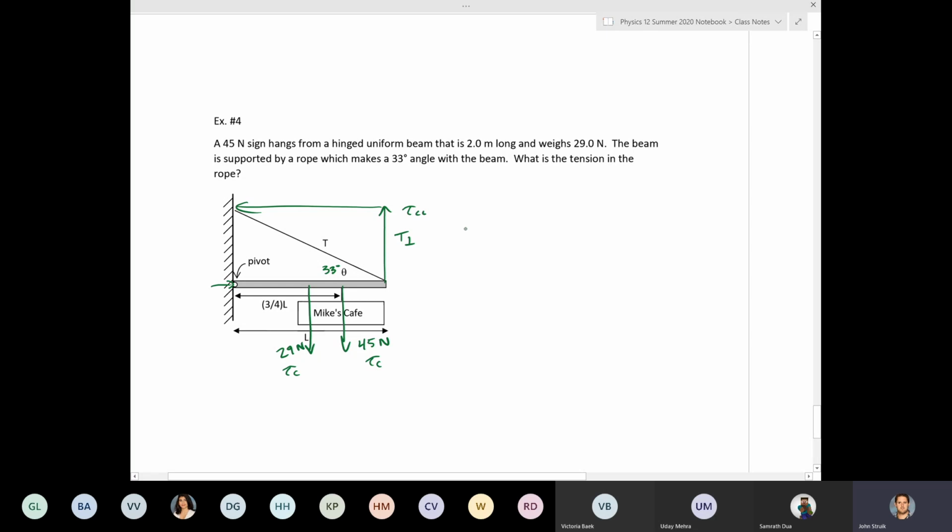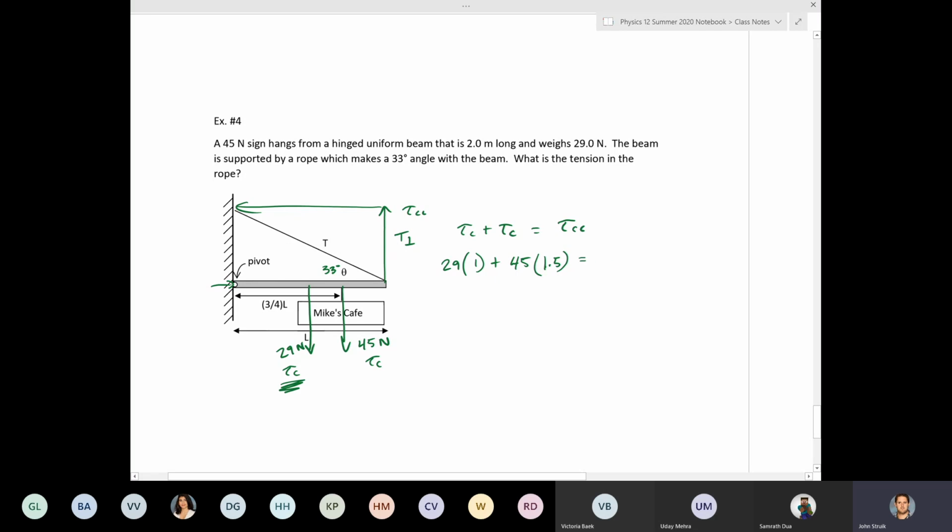So then I'll have torque clockwise plus torque clockwise equals torque counterclockwise. And then we can just start putting things in. So the first one right here, the weight of the beam, is going to be 29 newtons times its distance, which is halfway because it's a uniform beam. So the beam is 2 meters, so this is going to be 1 meter, plus the weight of the sign, 45, and it's 3/4 of the length. Okay, so 0.75 times 2, 3/4 is 1.5 meters. And so it's acting 1.5 meters away from the pivot.